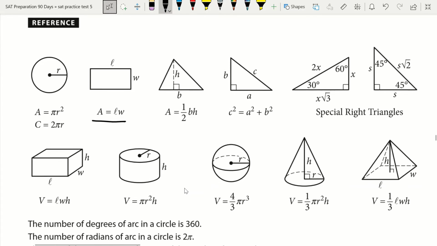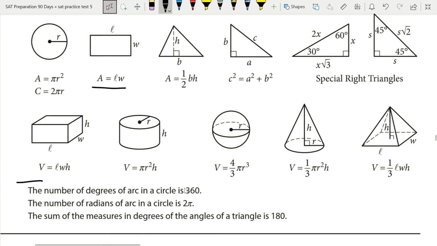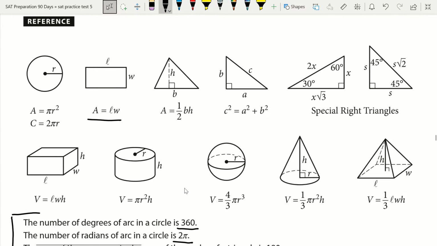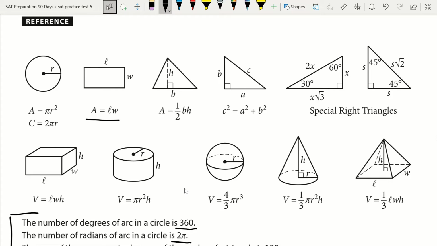The other thing that you should understand is also these little 3 sentences down here. The number of degrees of arc in a circle is 360 degrees, the number of radians of arc in a circle is 2 pi, and the sum of the measures in degrees of the angles of a triangle is 180. If you can memorize these equations and those 3 sentences right there, it's definitely going to help you improve your speed on the SAT math section for the with calculator and the without calculator.